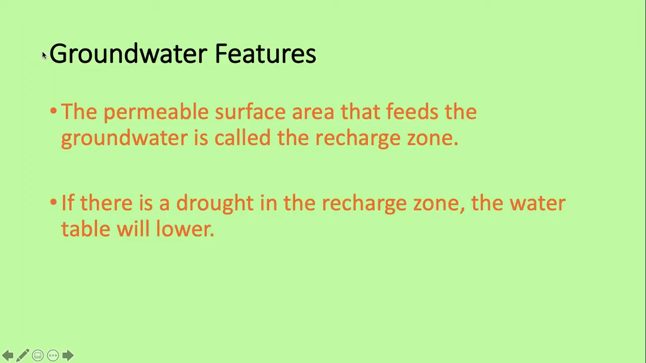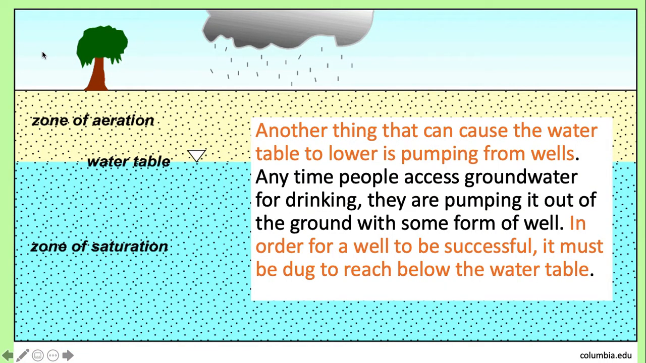So the permeable surface area that feeds the groundwater is called the recharge zone. If you have drought in the recharge zone, the water table will lower, it'll drop. So where the water table is located isn't always consistent. It depends on the amount of rain that you're having. Here's another version of the same diagram.